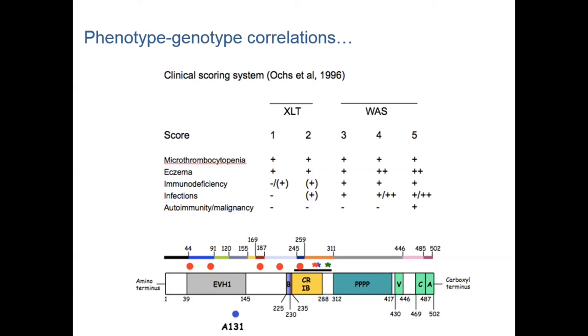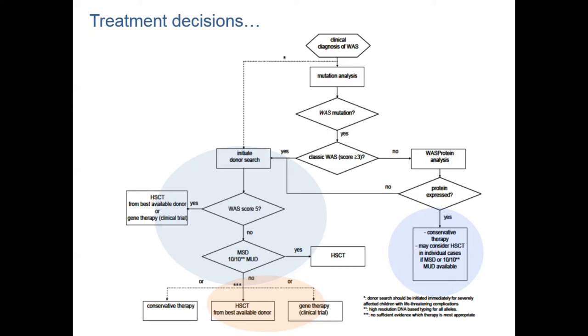This is a sort of schema of how we decide how to treat our patients with Wiskott-Aldrich syndrome in the classical form, or what we sometimes call attenuated Wiskott-Aldrich syndrome, which encompasses the XLT patients. We'll talk about the attenuated disease a bit more tomorrow in terms of preventing bleeding, but today we're focusing on classical WAS because only classical patients are entered into these studies.